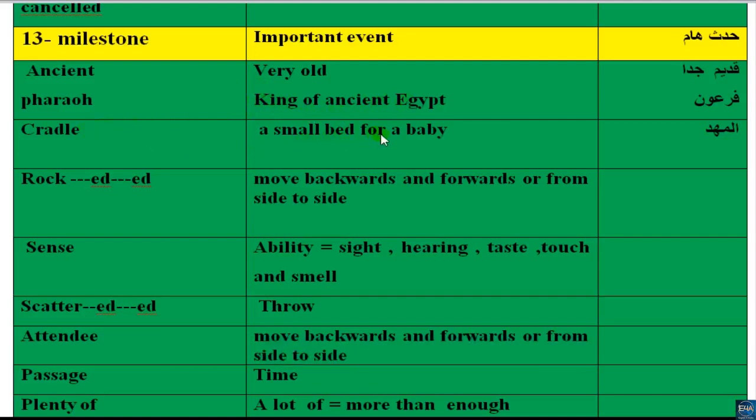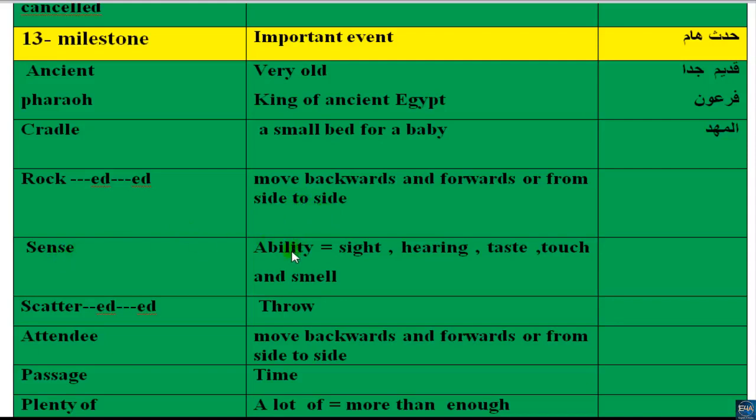Cradle, small bed for a baby. Rocked. Move backwards and forwards or from side to side. Rock, move from side to side. Here this is a verb, rock. But of course a rock as a noun means a stone, a big stone. American, we make the O an ah sound, rock. Move from one side to another. Move from side to side.